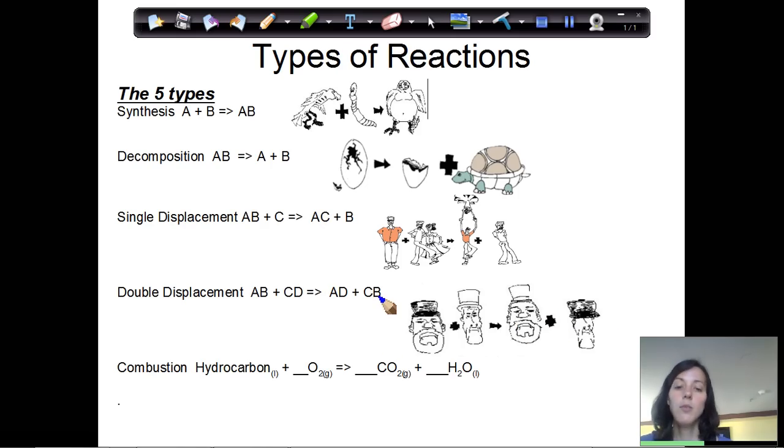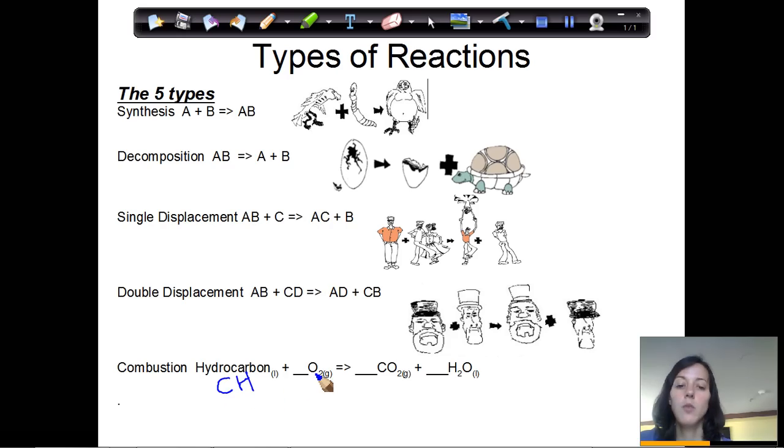The last type of reaction to recognize is probably the easiest because so little of it changes. It's a combustion reaction, which is everybody's favorite demo involving fire. So we have a hydrocarbon, which involves hydrogen and carbon. So it's some type of CH molecule where the subscripts can vary, but as long as it has C and H in it, it's a hydrocarbon.